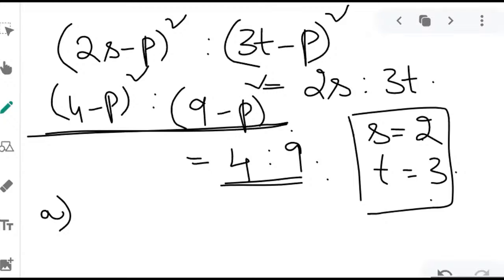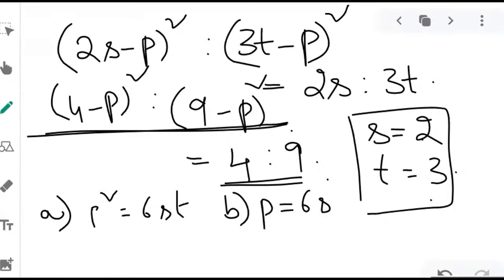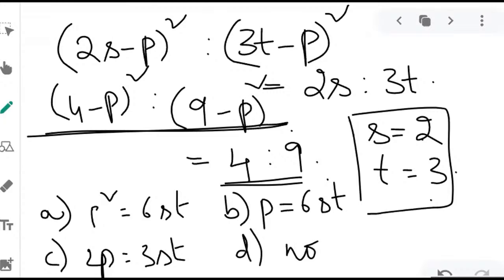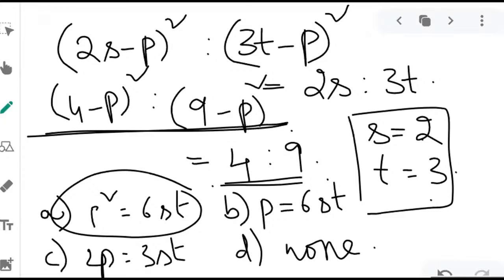Okay, I won't do the first one first. A is P square is equal to 6ST. Go by elimination always. B is P is equal to 6ST. C is 2P is equal to 3ST, and D is none. So first thing, I'll check the first one. If I put S and T equal to 2 and 3, what is the value of P according to the first one?